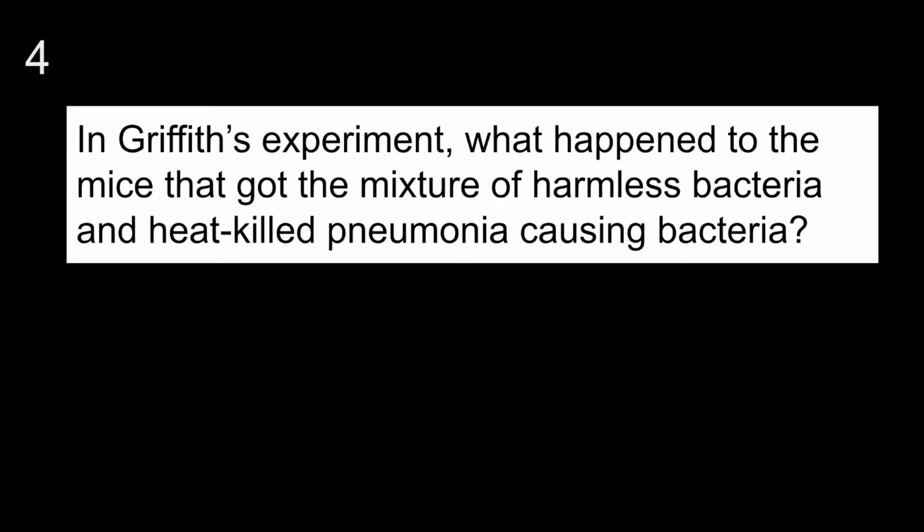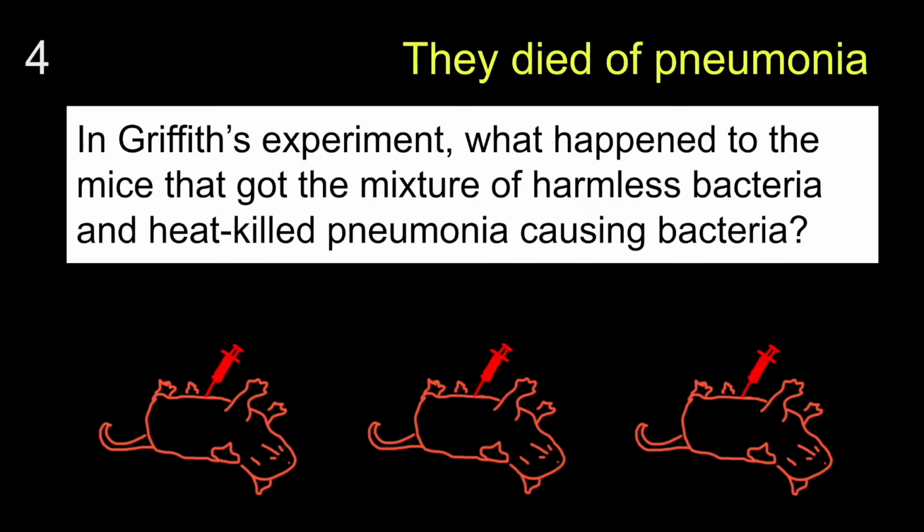Question 4. In Griffith's experiment, what happened to the mice that got the mixture of harmless bacteria and the killed pneumonia-causing bacteria? Well, they died of pneumonia. So when he mixed the pneumonia-causing bacteria that was killed into the harmless bacteria, it got transformed. And all of a sudden, that harmless bacteria was not so harmless anymore, and the mice died.